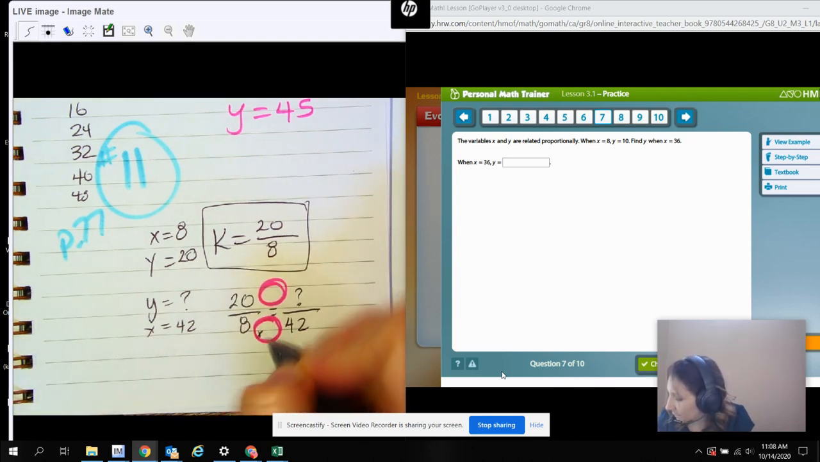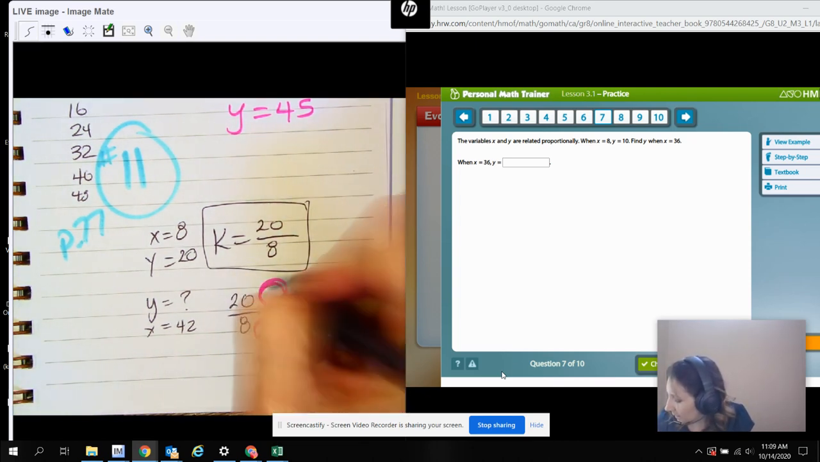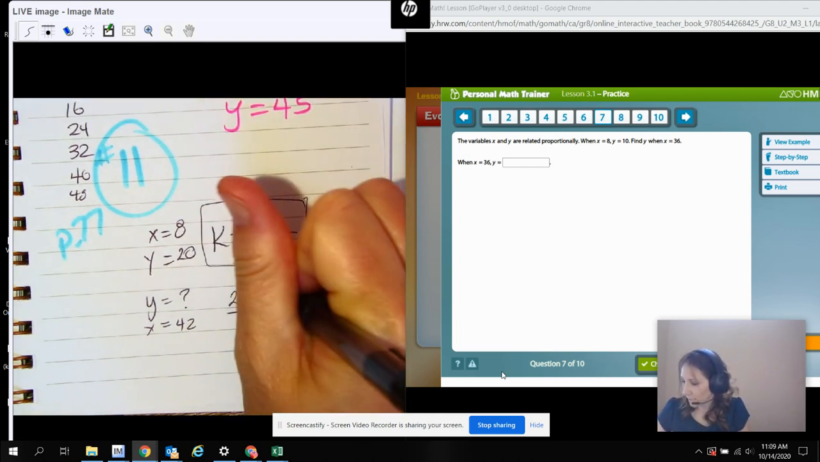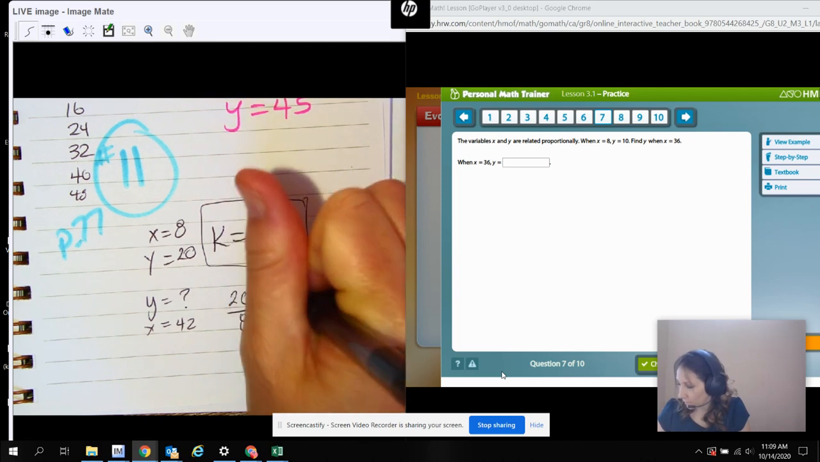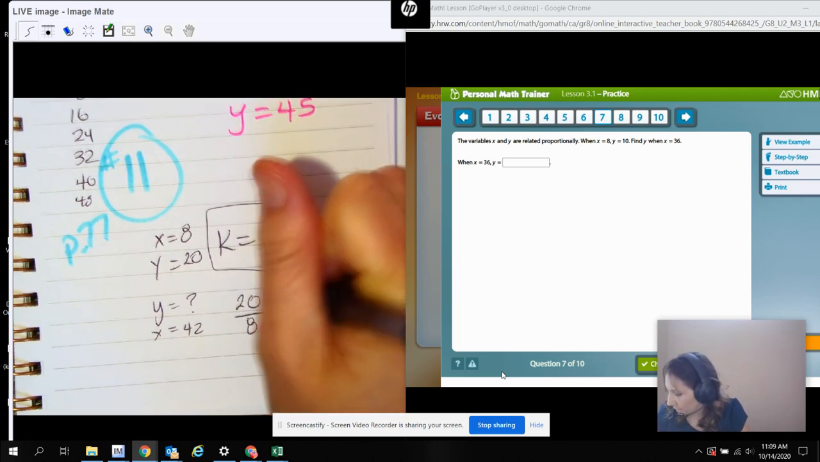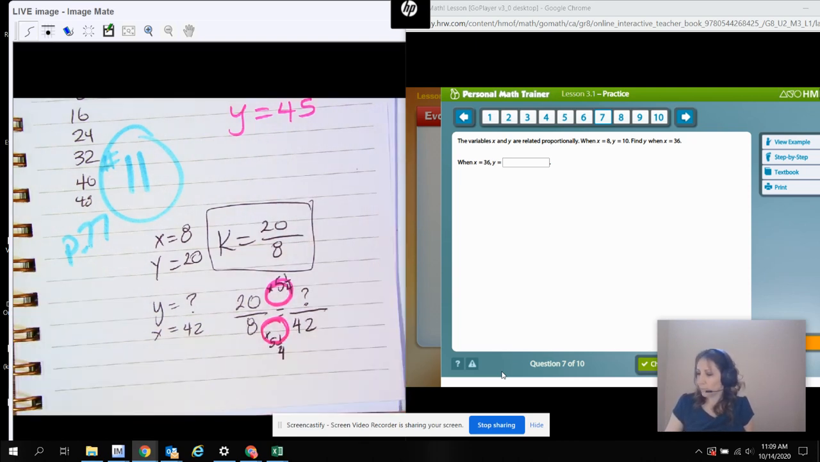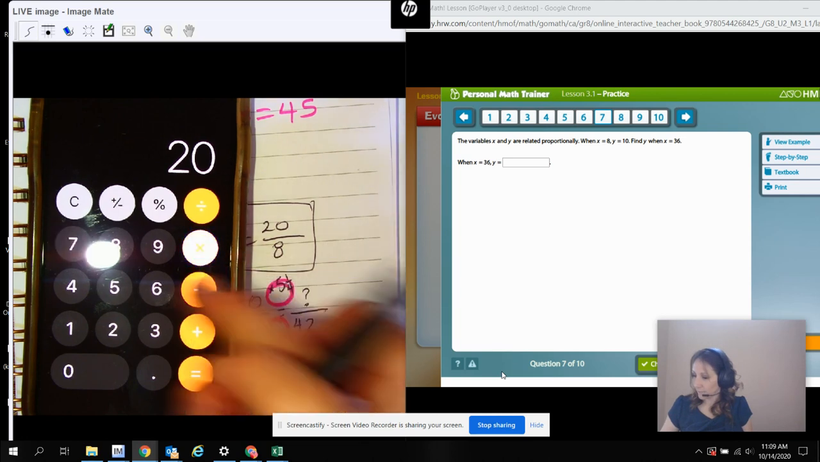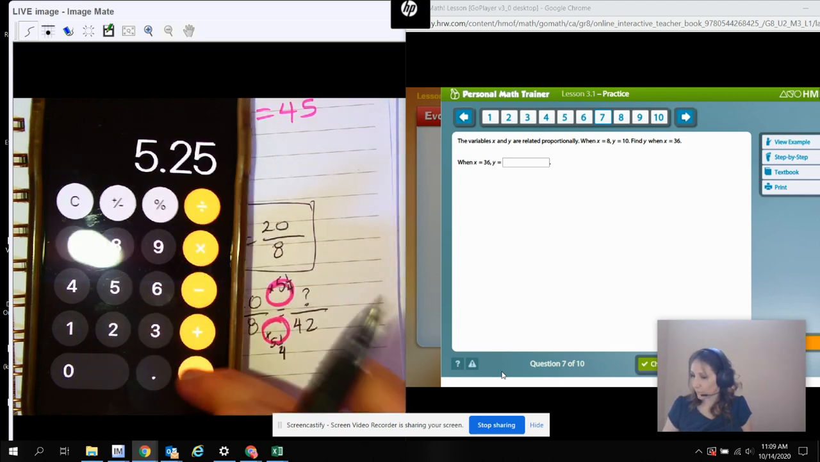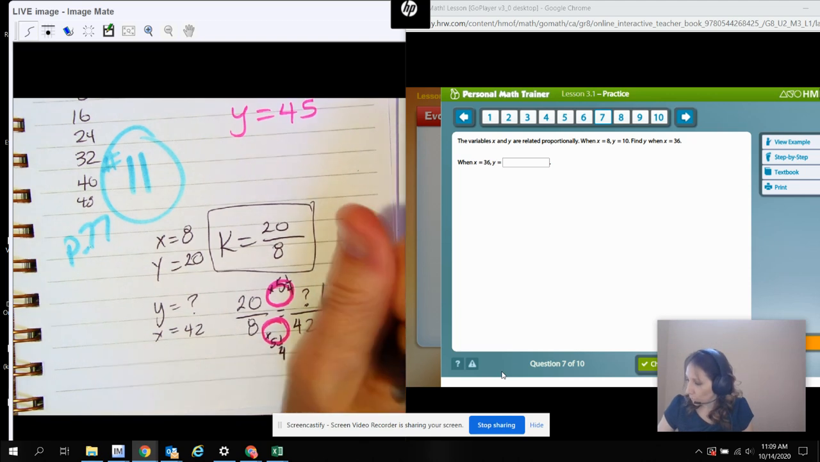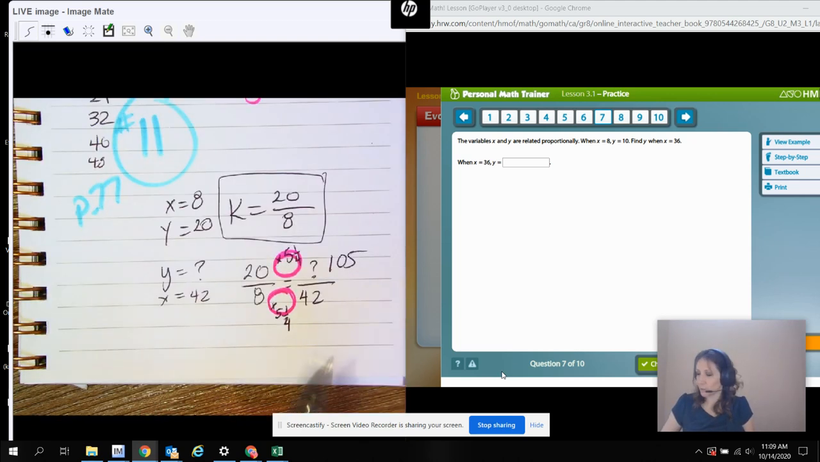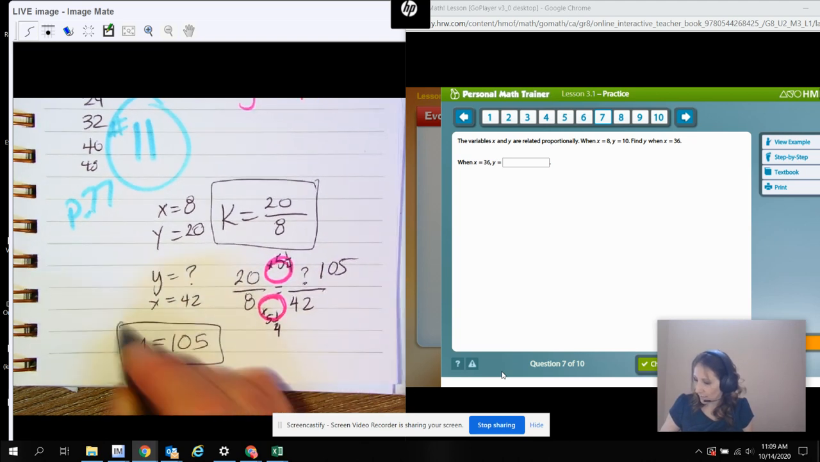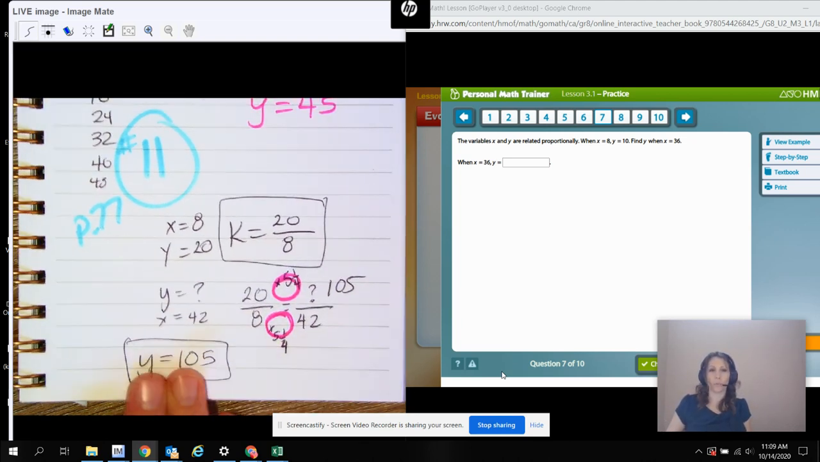So 8 times 5.25. If I do that to the bottom, then I also have to do it to the top. So 20 times 5 1/4. Sorry, this should be a fourth. So let's take our 20. So we have 20 times 5.25 equals 105. So in this proportional story, y equals 105. And that's how we solve these proportional problems.